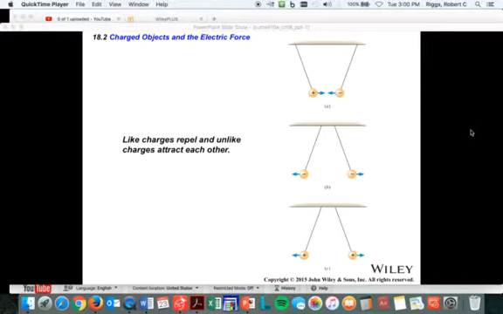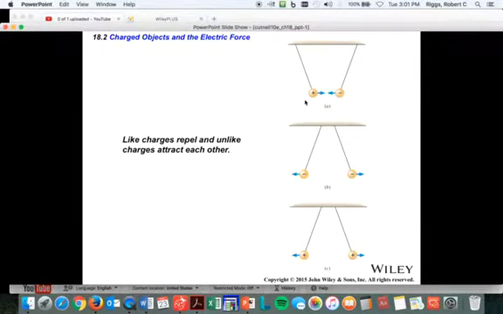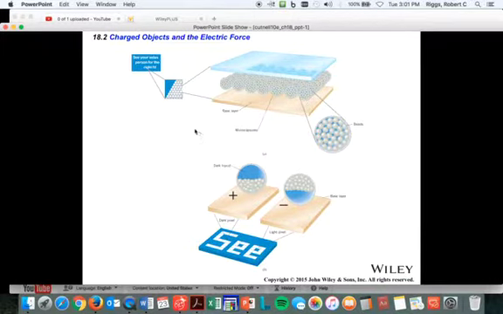Okay, so like charges repel each other, and unlike charges attract each other. So these two forces, this is what we do, we just draw the forces where they are on the line, and then we see if they're repelling, if they're like charges, or if they're attracting, if they're unlike charges, okay? Nothing too hard there.